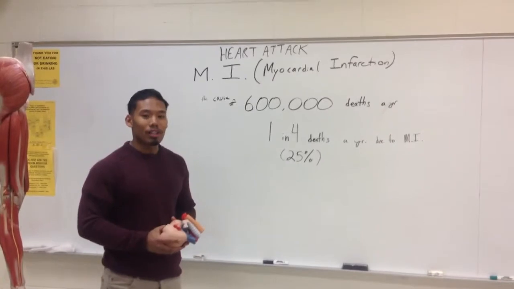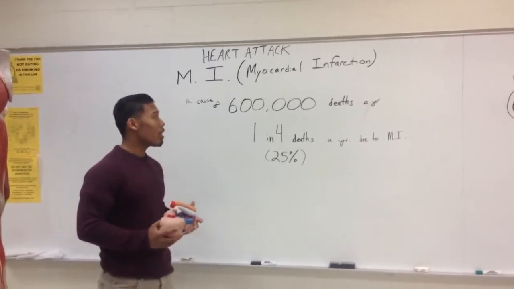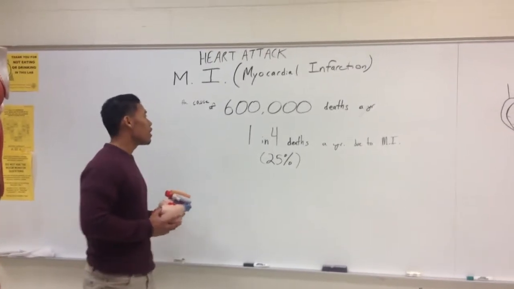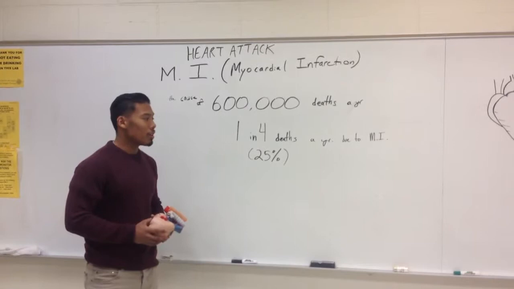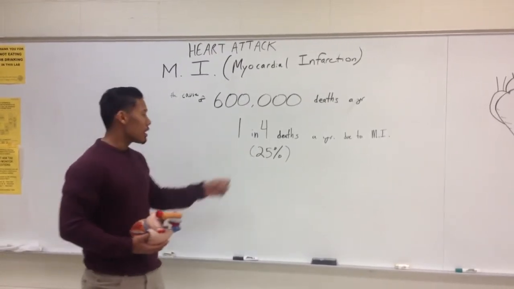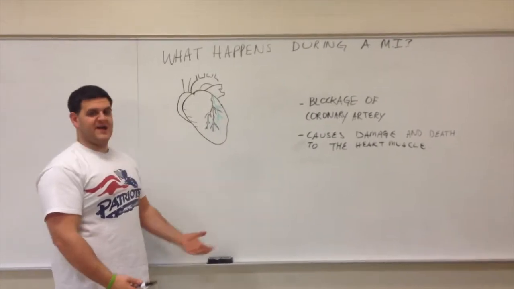We'll be covering a heart attack. The heart attack is also known as an MI. MI would be our myocardial infarction. It is actually the cause of 600,000 deaths a year. About 1 in 4 deaths a year are due to MIs, and that's actually a percentage of 25%. So what happens during an MI?